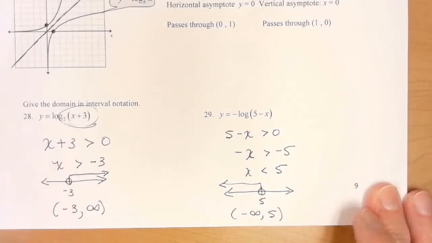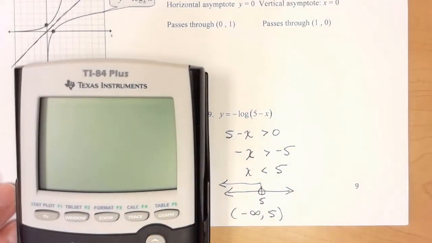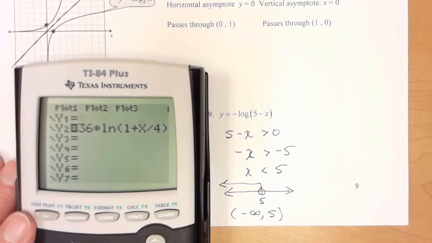Now I could graph that. It is base 10. So let me graph it. Negative log of 5 minus x.